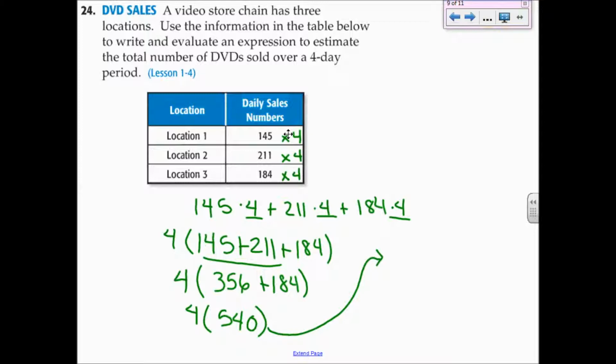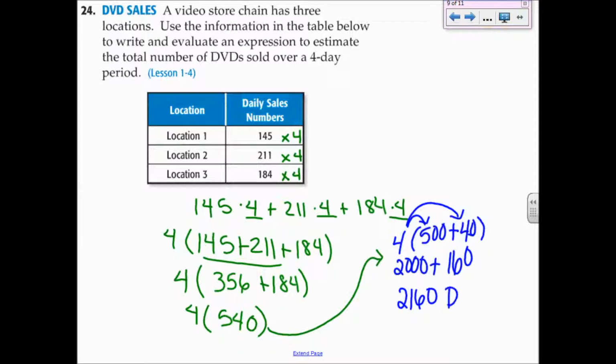Then times 4. If it makes it easier, if you're not quite sure what it is, I can break up 540. Because remember, we're not using calculators. So 4 times 500 plus 4 times 40. 4 times 500 is just 2,000, because that's 4 times 5, and then you stick 3 zeros at the end. And then 4 times 40 is 4 times 4 is 16, with a 0 at the end. So my final answer is 2,160 DVDs.